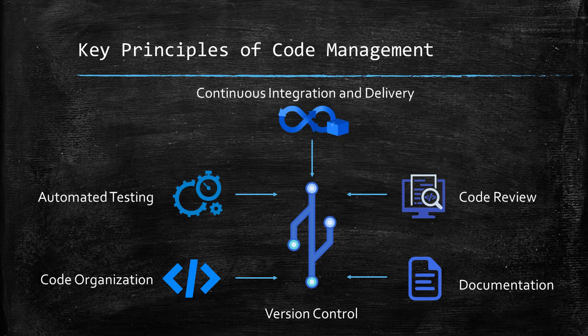Version control is essential and a central principle for code management. It enables developers to track changes to the code, maintain a history of the changes, and collaborate effectively with others. Version control systems like Git, Mercurial, and SVN are commonly used in software development. All other principles of code management are dependent on the existence and adoption of version control in the development or engineering.